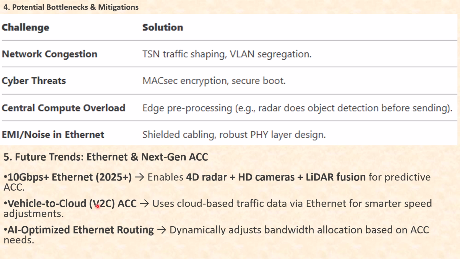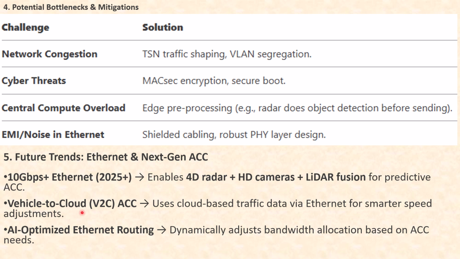Now when it comes to the future trends of the Ethernet and next gen ACC, 10 Gbps Ethernet enables 4D radar, HD radars and LiDAR fusion for predictive ACC. Okay, so data from all this high definition is streaming to the ECU. This will enable the better sensor fusion and a better decision making.